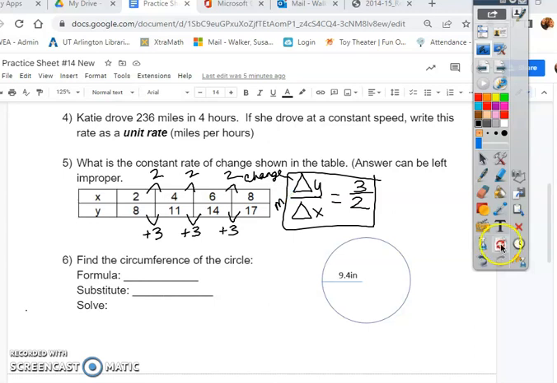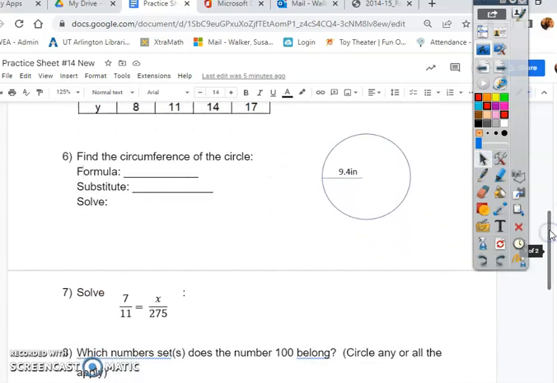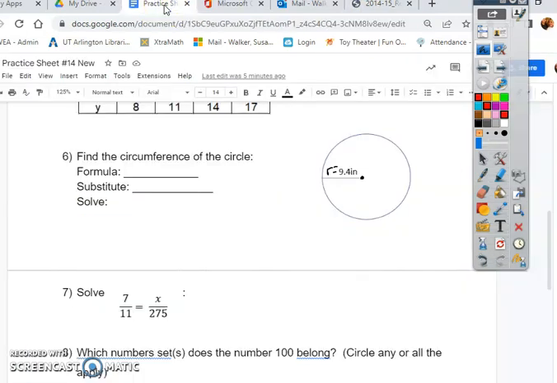Okay, if you don't understand it, you have the answer there, and we will continue focusing on that in the coming weeks and in the coming days. Find the circumference of the circle. Number 6. So before we do that, what is this right here? What do we call that? Hopefully you know that's radius, right? Circumference. 2 pi r because I'm given the radius.